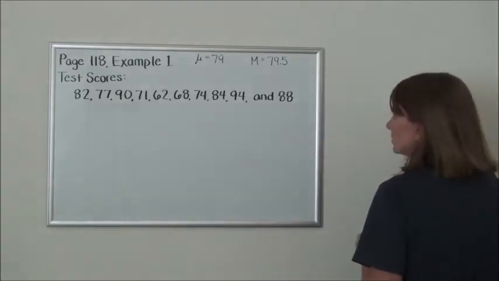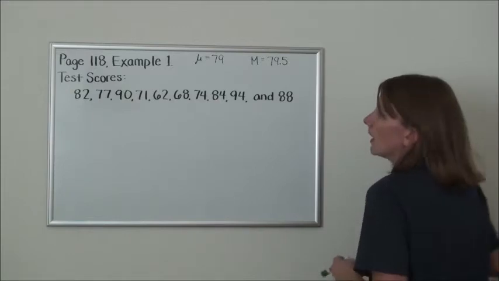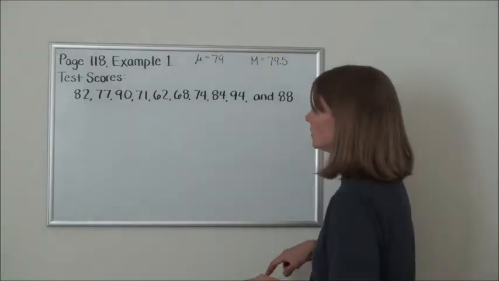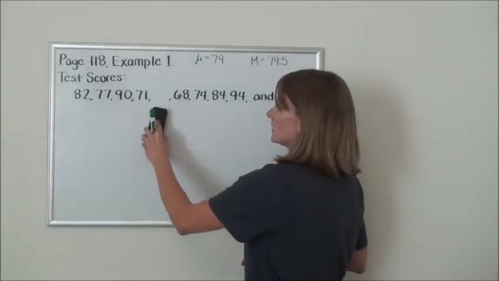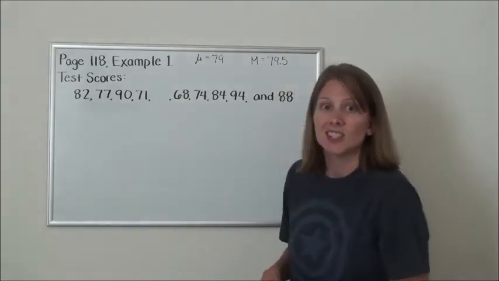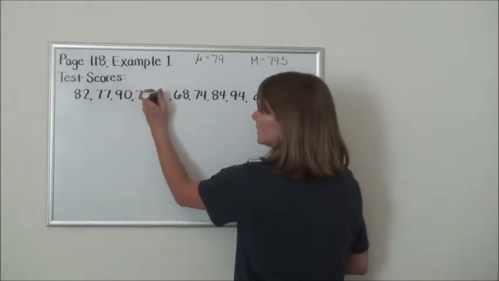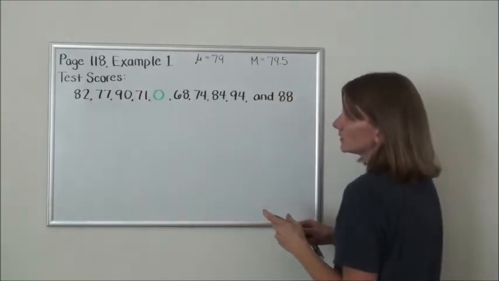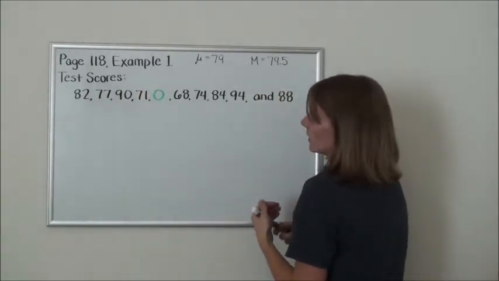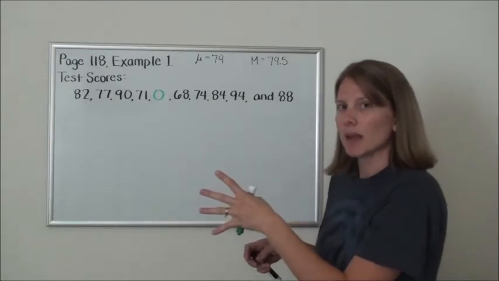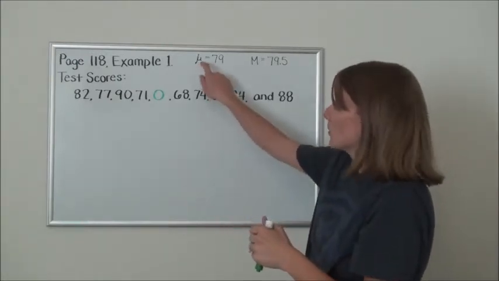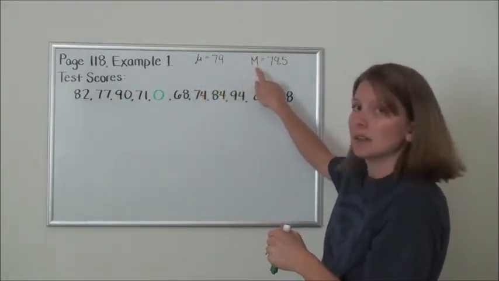Here's what I'd like to do. Let's pretend that my smallest value was not 62, but let's say it got changed to 0. So instead of 62, I now have a 0. I want to see how that affects my average mean, and I want to see how that affects my median.